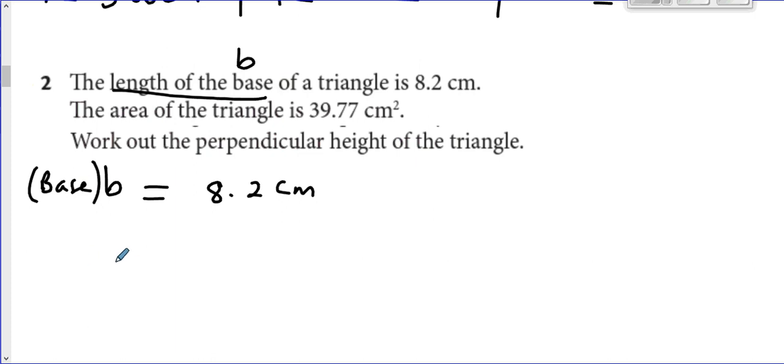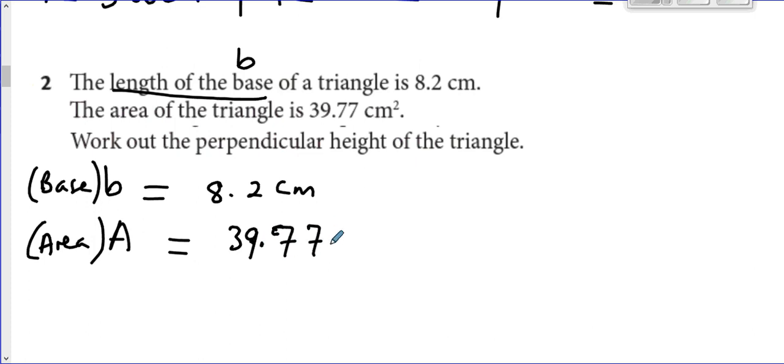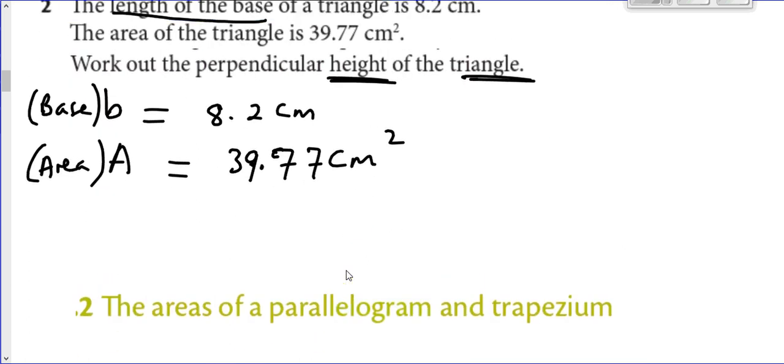And here you are given A, meaning you are given the area. Now this area is 39.77 centimeter square. Now work out the perpendicular height. You are supposed to work out the perpendicular height of the triangle. But before that, you have to remember the formula. The formula says that area equals a half times base times height.